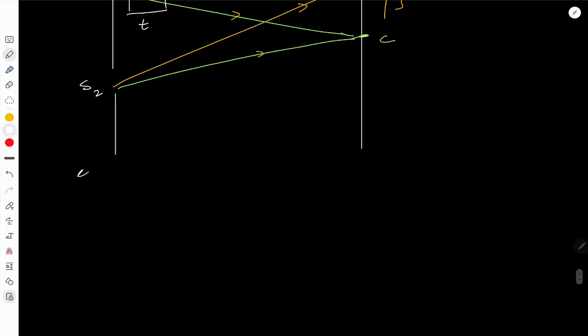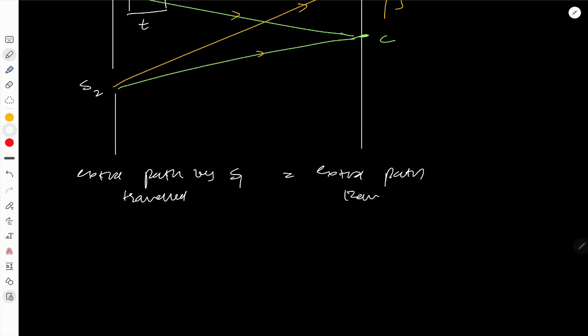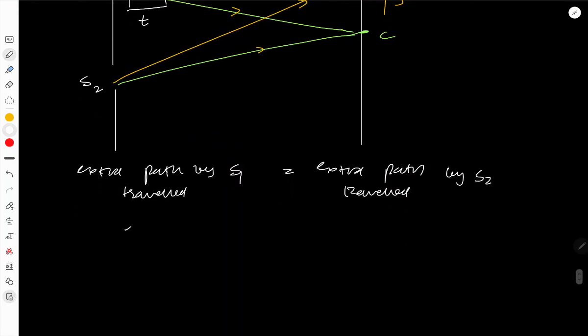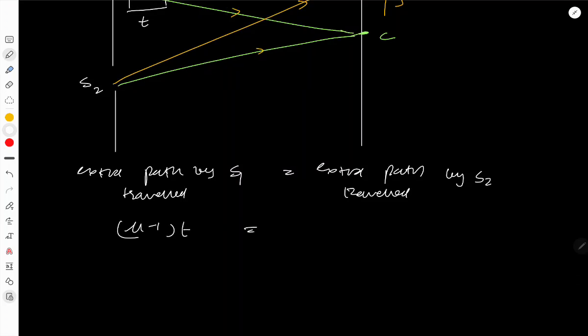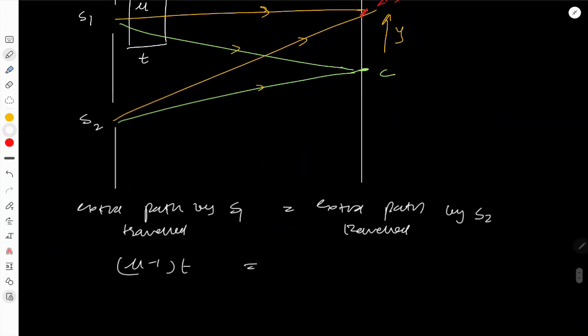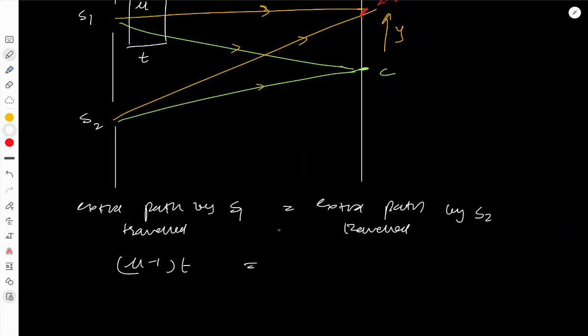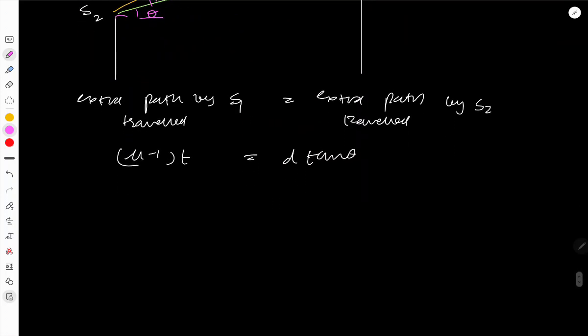So we equate the extra path traveled by S1 to the extra path traveled by S2. The extra path traveled by S1 is mu minus 1 into t, that we already derived right now. And the extra path traveled by S2 would be d tan theta, by putting on a perpendicular. I'll also do that in the diagram, so that there is no confusion afterward. And let this be theta, let this be theta.